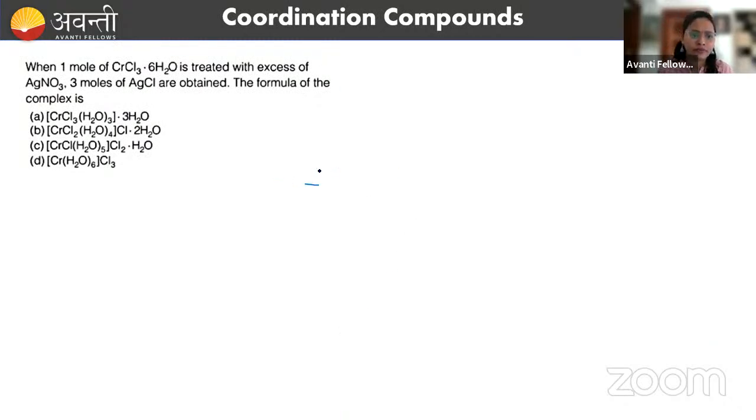When 1 mole of CrCl3·6H2O is treated with excess of AgNO3, 3 moles of AgCl are obtained. The formula of the complex will be? Right now I have told you which get reacted if they are present outside of the coordination bracket. Here 3 AgCl are forming when you add AgNO3, so 3 Cl are present outside. Chromium contains 6H2O, and these 3 Cl are primary valencies. These 6H2O are the secondary valencies.